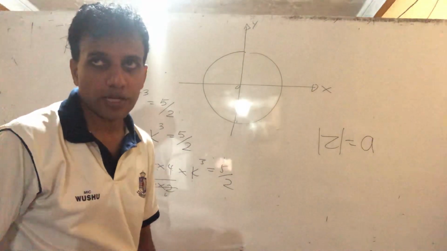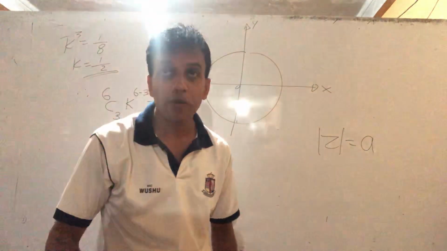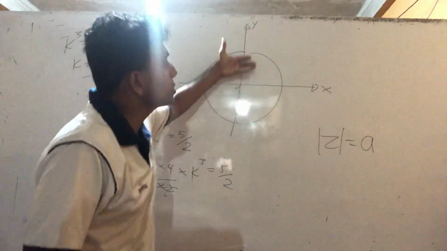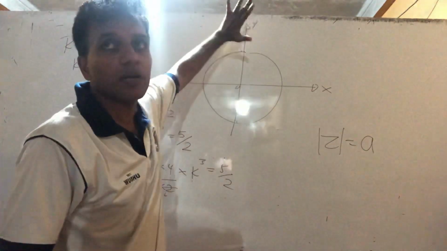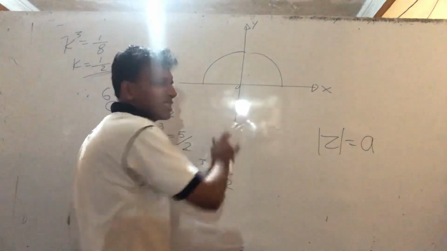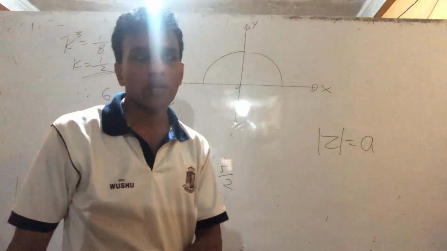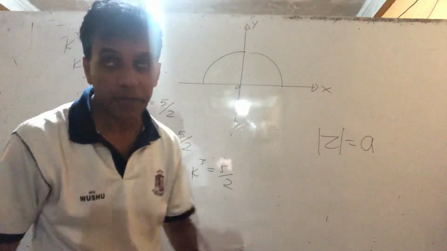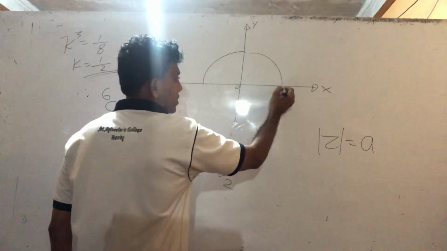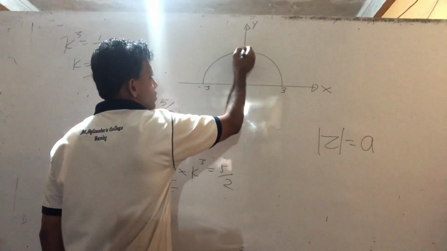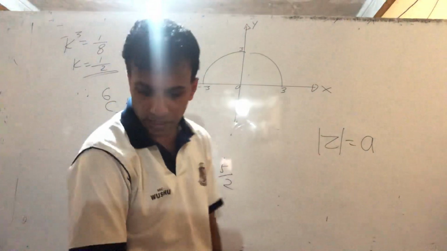Mod z is 3, but our required z should have a positive imaginary part, upward. The y values are up, positive. Therefore, in this case, the lower part is not necessary because the imaginary part is positive. So this is what we call a semicircle, right? So this is 3, here minus 3, this also 3. Okay, that is one case.